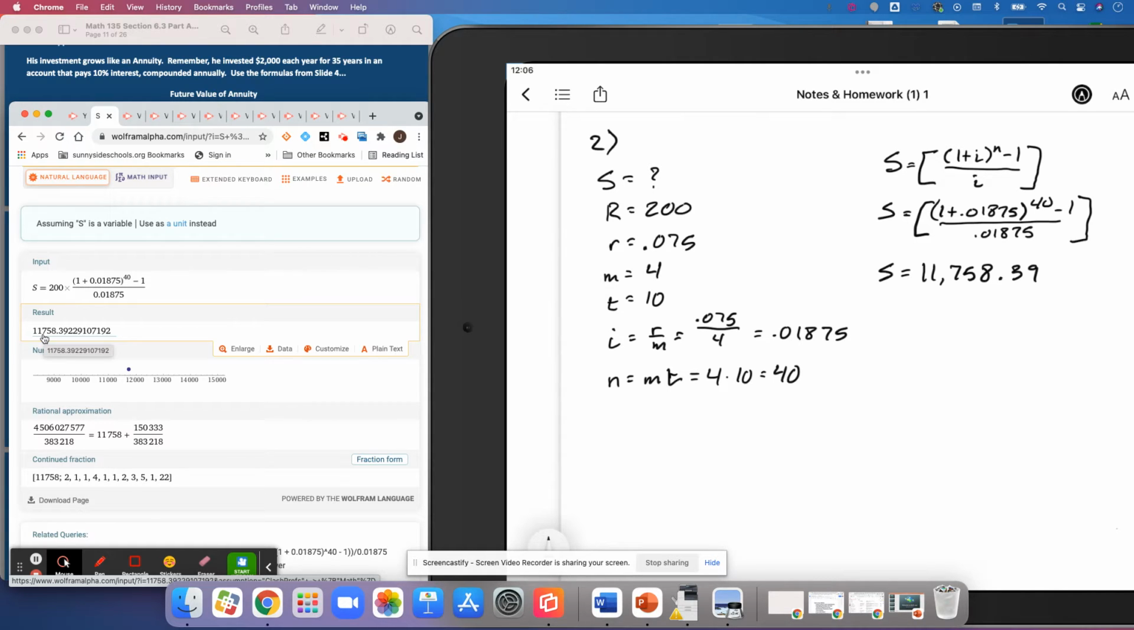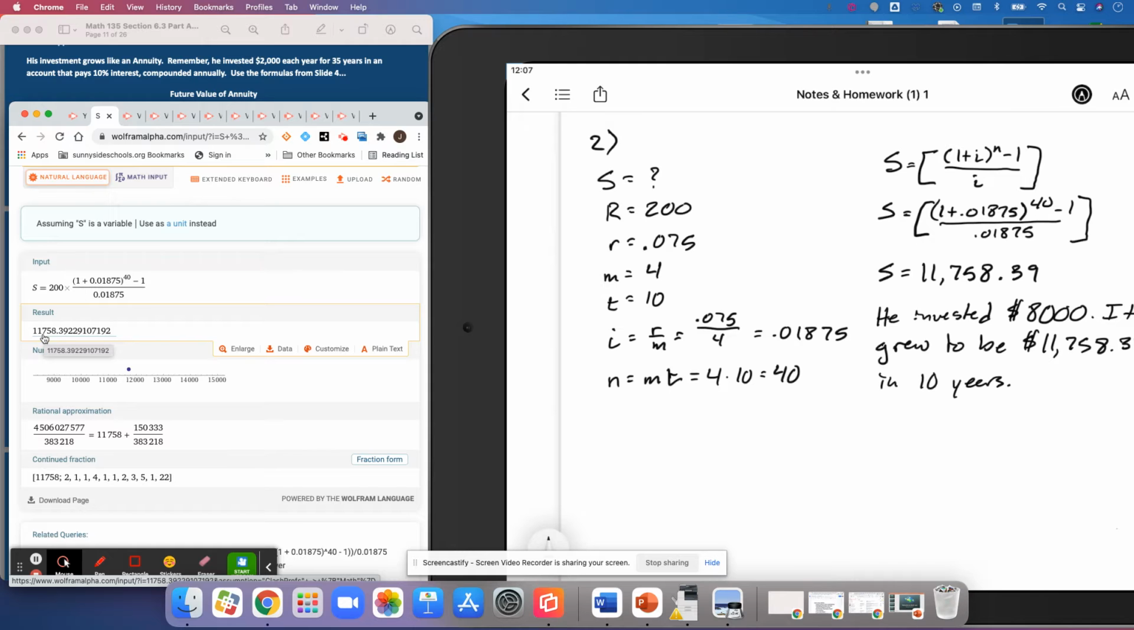So let's go through these and think, everyone, how much did he invest? He invested $200 4 times a year for 10 years. So that's $800 a year times 10 years. So he invested $8,000. It grew to be $11,758.39 in 10 years.